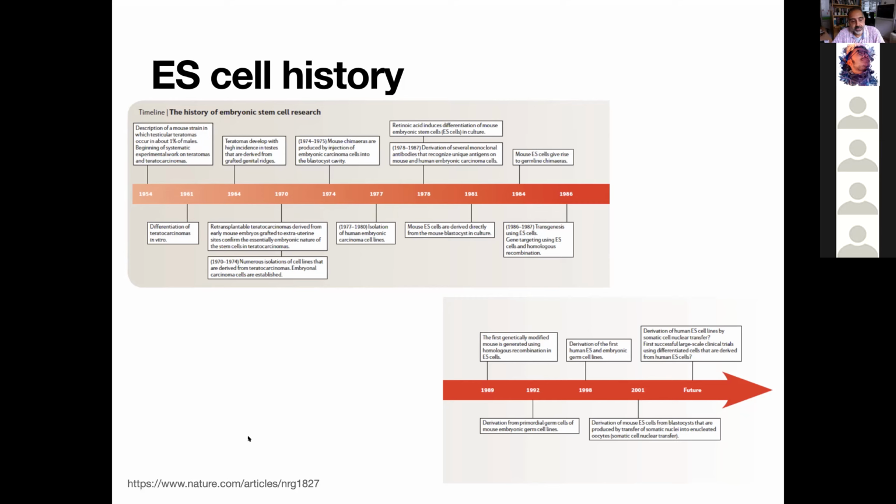Again, I'll direct you to this review, which is from Davor Solter, who was very active during this time in understanding teratocarcinomas and EC cells, and it's a very nice review.